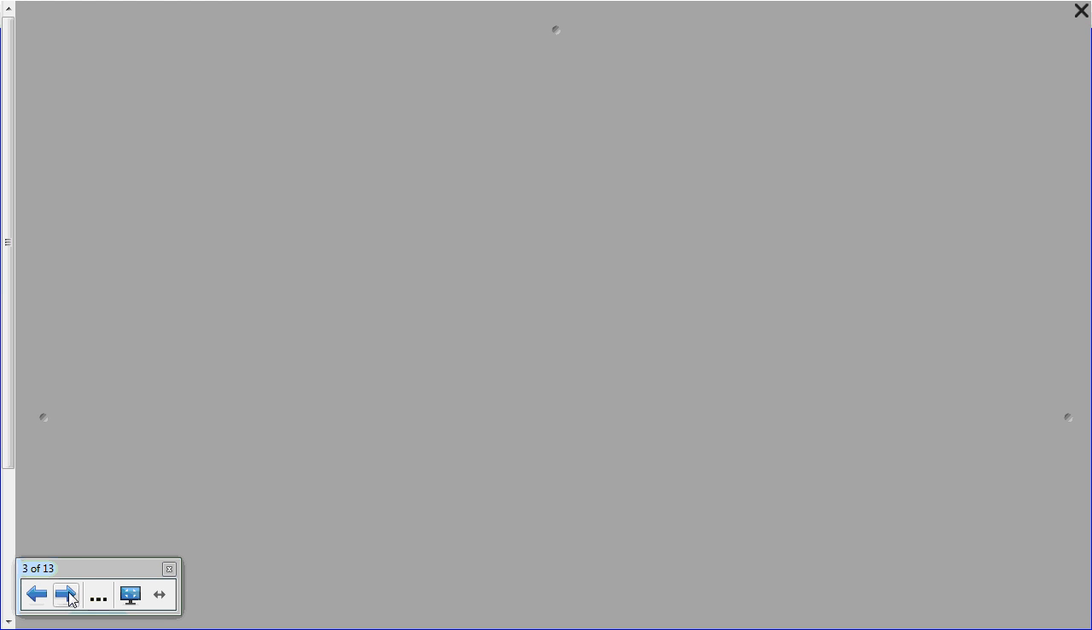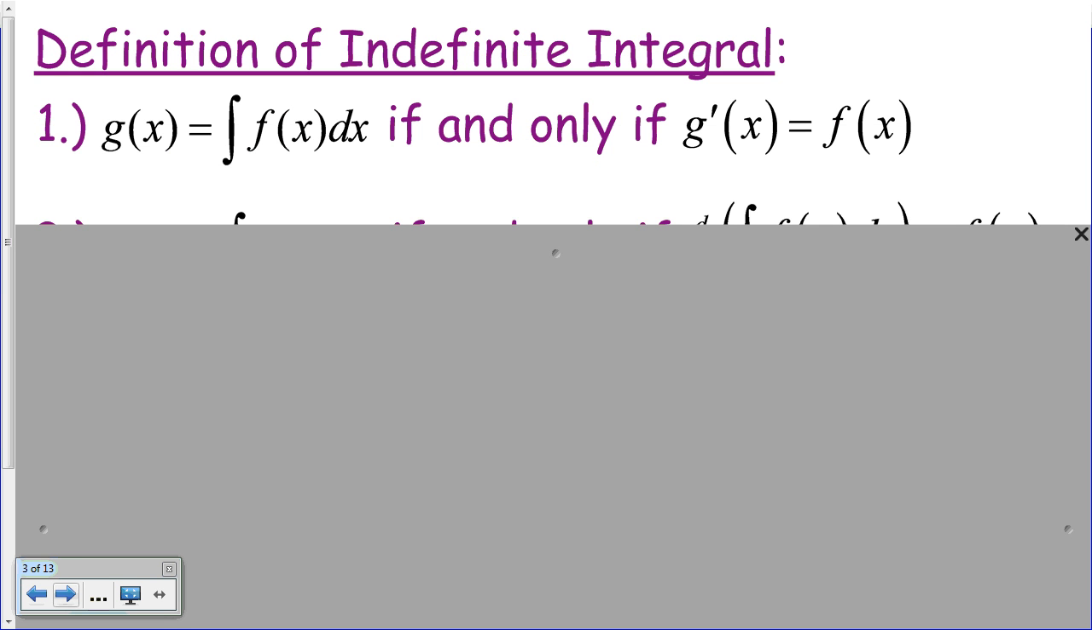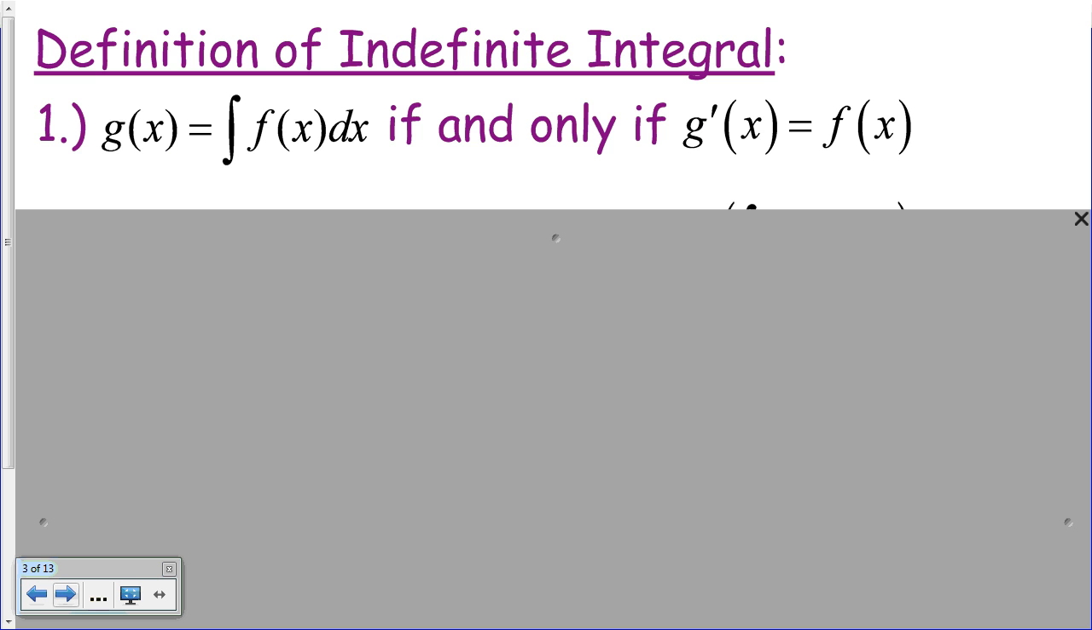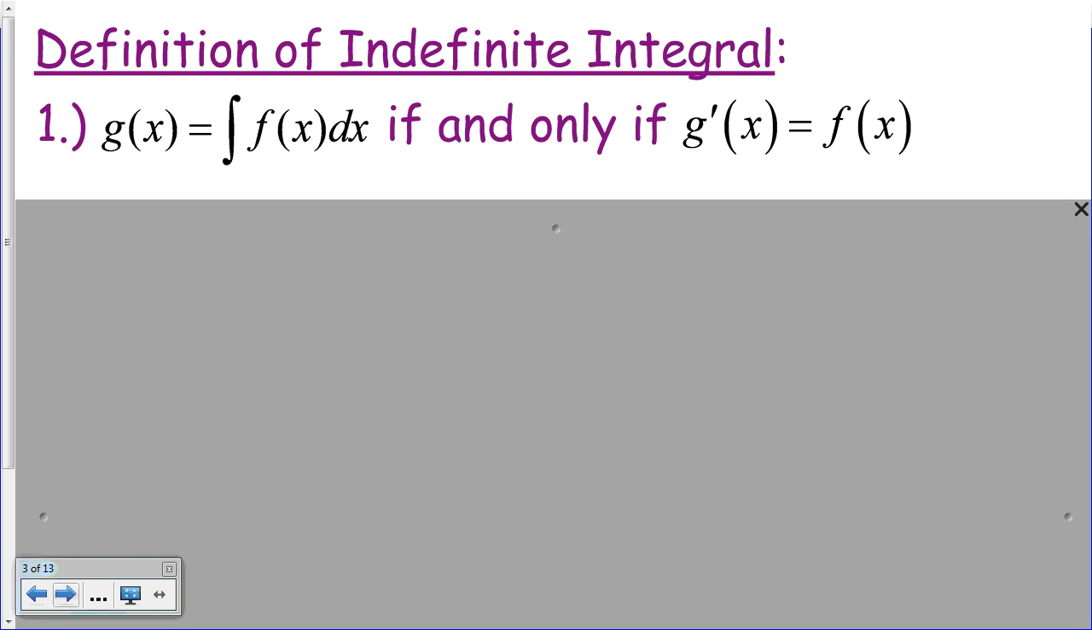All right. The formal definition of an indefinite integral is this, and actually there are two ways to define it, so we'll look at each of those. The first definition says that g of x is equal to the indefinite integral of f of x dx, or the antiderivative of f of x, however you want to read that, if and only if g prime of x is equal to f of x.